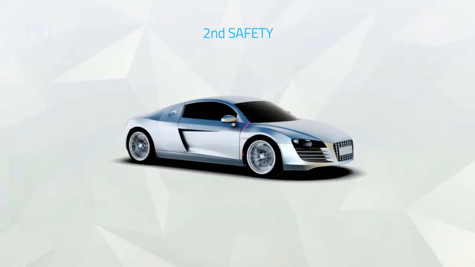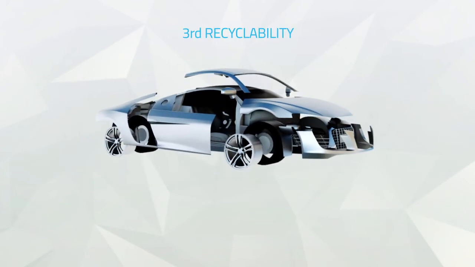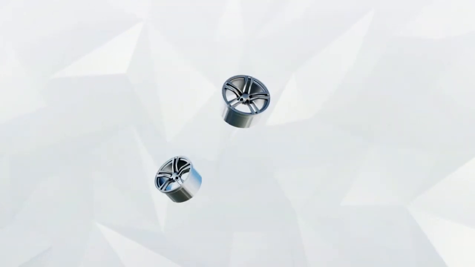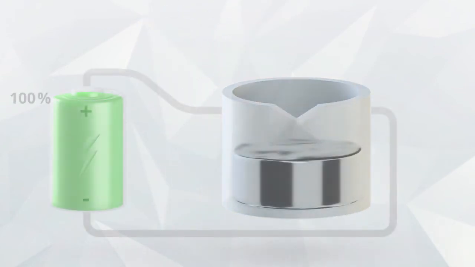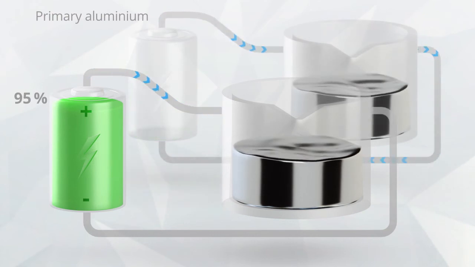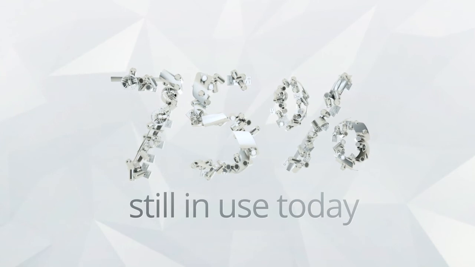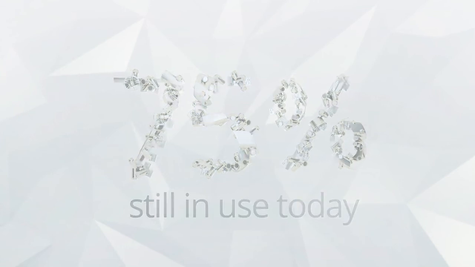Second, they're safe: no rusting, shorter braking distance, better material resistance, and higher energy absorption in case of a crash. They're easily recyclable. All parts go into low energy recycling operations and then back into fabrication of new products. Compared to primary aluminium, only 5% of the energy is needed to remelt aluminium and use it again, and 75% of the aluminium ever produced is still in use today.